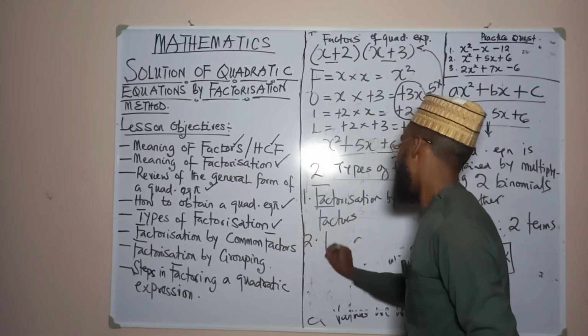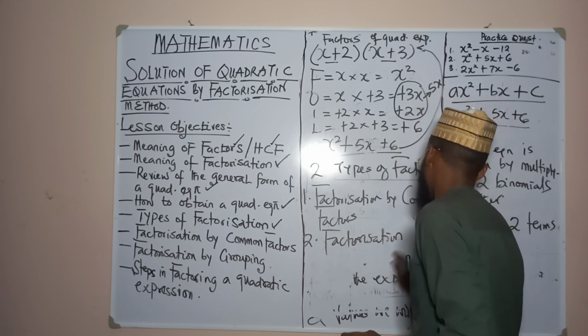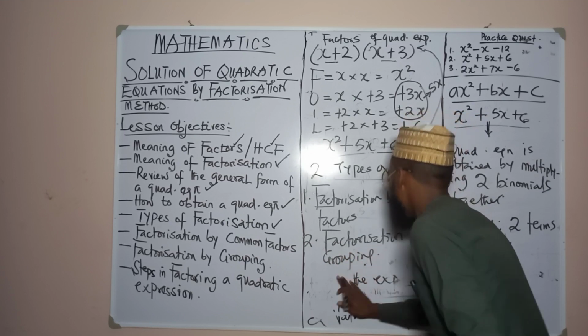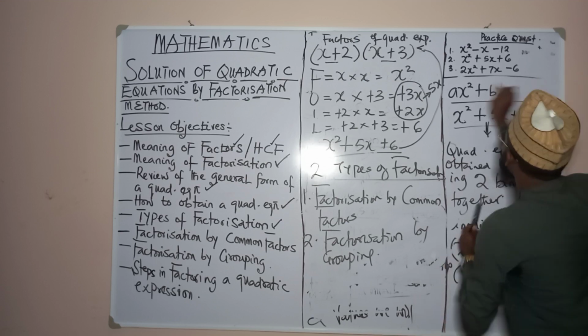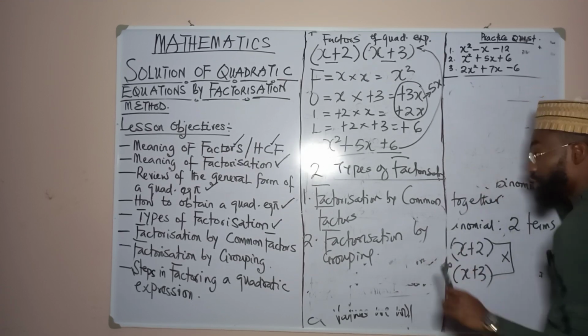And the second one is called factorization by grouping. Very simply, factorization by grouping. Okay, I hope we are together. We're going to talk about this. So what is factorization by common factors? Very simply put, pay attention.